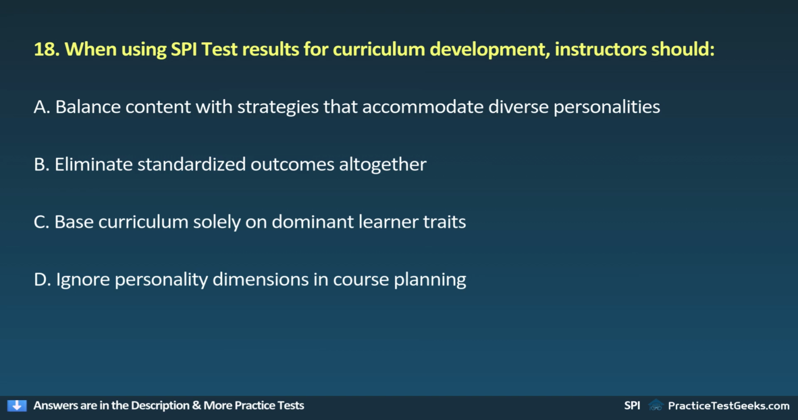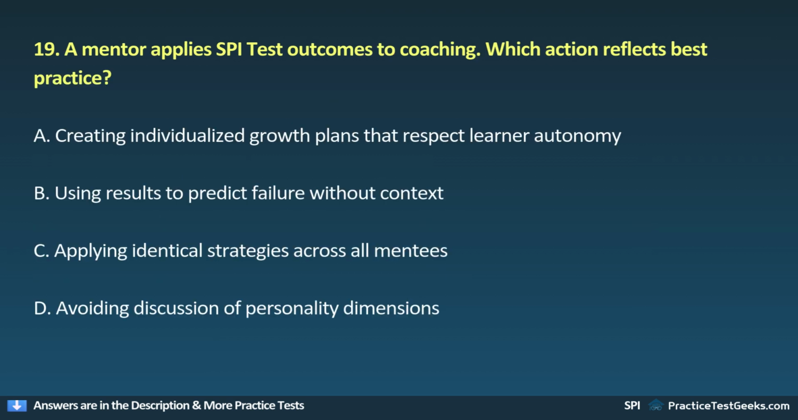B. Eliminate standardized outcomes altogether. C. Base curriculum solely on dominant learner traits. D. Ignore personality dimensions in course planning. 19. A mentor applies SPI test outcomes to coaching. Which action reflects best practice? A. Creating individualized growth plans that respect learner autonomy.